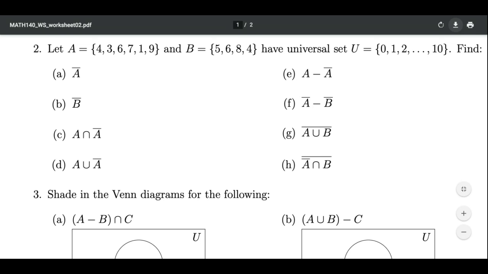Think about A complement: 0, 2, 5, 8, 10. But 0, 2, 10 is in B complement. 5 and 8 are not in B complement. Does that make sense? That's why the answer is 5 and 8. Okay, all right. Anybody have any questions for F?